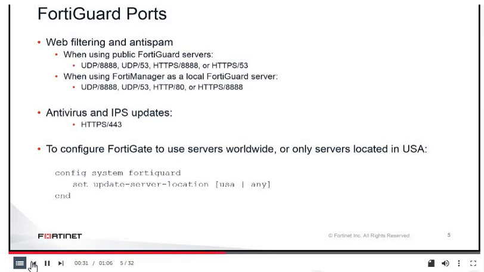In the case of rating services and when communicating with a FortiManager configured as a local FortiGuard server, FortiGate uses one of these ports: UDP port 8888, UDP port 53, HTTP port 80, HTTPS port 53. In the case of update services, FortiGate uses HTTPS port 443. By default, FortiGate uses public FortiGuard servers located worldwide. You can configure FortiGate to use public FortiGuard servers located only in the USA.